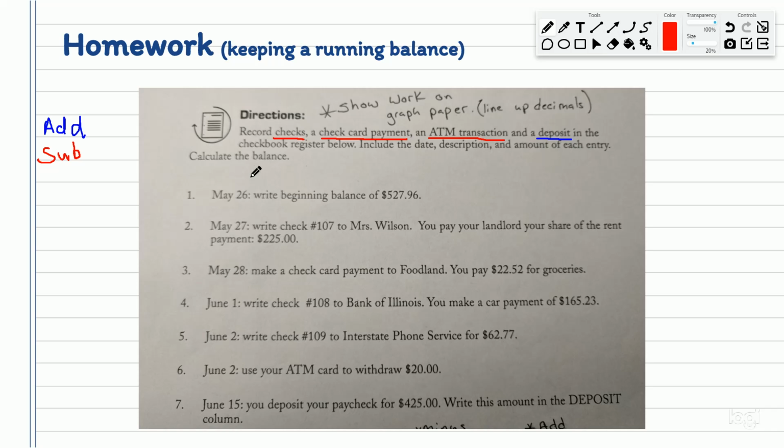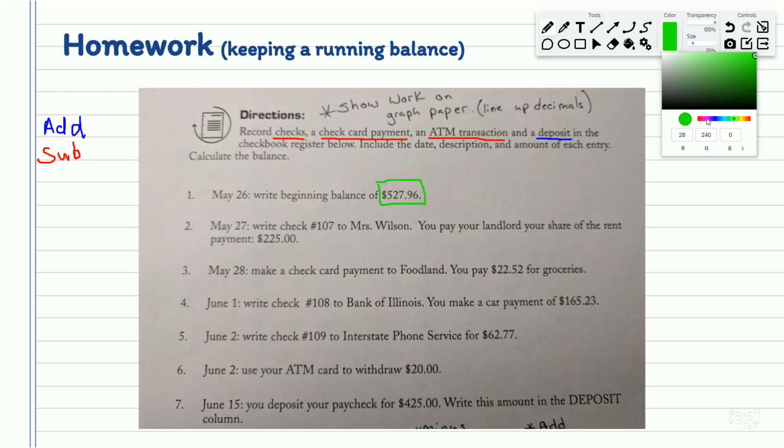So the first thing we have is our starting balance. That's how much money you have in your account when you start. So we start with $527.96. And then the first thing that we do is we write a check to Mrs. Wilson, who is your landlord, which means you're paying for your rent. So if we're paying our rent, we are taking out $225 to pay for your rent for your apartment or your house.